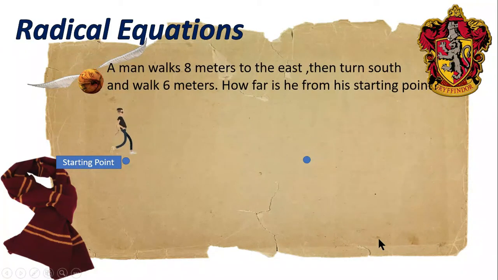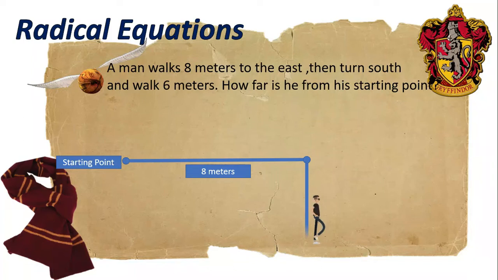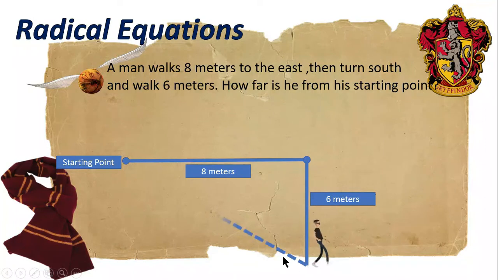A man walks 8 meters to the east, then turns south and walks 6 meters. The problem is, how far is he from his starting point? So what is our starting point? Here. So we're going to measure how far he is from his starting point. So here he is right now. So this is what we are going to measure, the length of this.